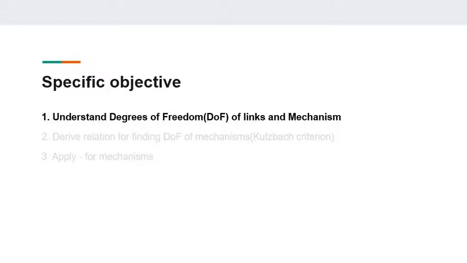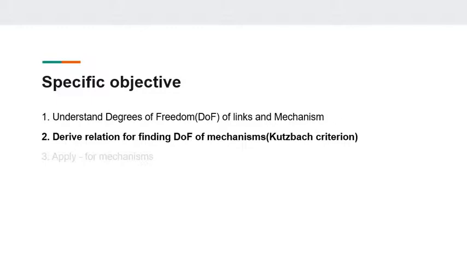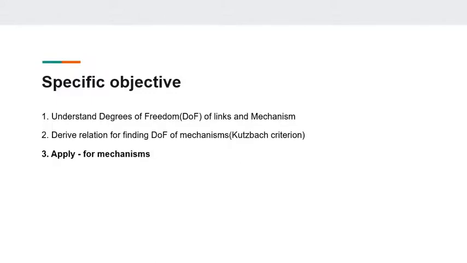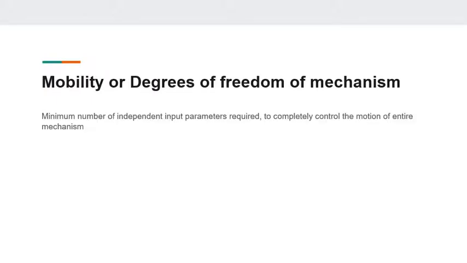More specifically, in this video, we are going to understand what the degrees of freedom of a mechanism is. Then, we are going to derive the general relationship for finding the degrees of freedom of a mechanism. And finally, we are going to apply the resulting relation to find out the degrees of freedom of different mechanisms. Let's do it. The degrees of freedom is defined as the minimum number of independent input parameters required to completely control the motion of the entire mechanism.